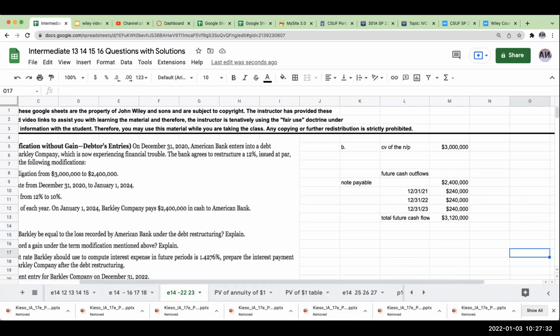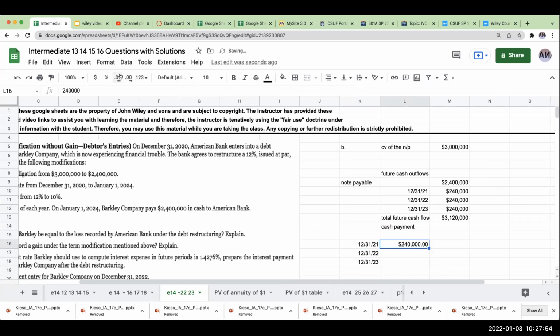Okay, so if I look at this now, we're going to have 12/31/21, 12/31/22, and 12/31/23. Let's put in the stuff that we know about. So our cash payment is going to be 240,000.